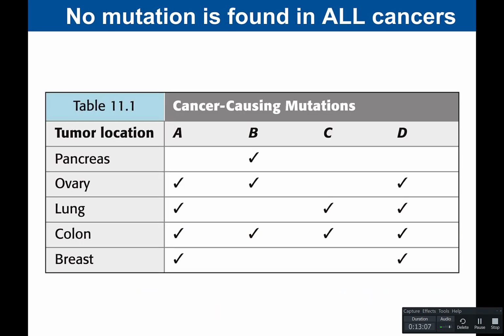Now, one of the things that is a little bit challenging about treating cancer is no mutation is found in all cancers. There's not one single type of mutation that we see in every single cancer. There isn't one. If there was, that would make treating cancer much easier, because if we could find one gene that is always mutated, then we could target that one gene to help treat cancer.